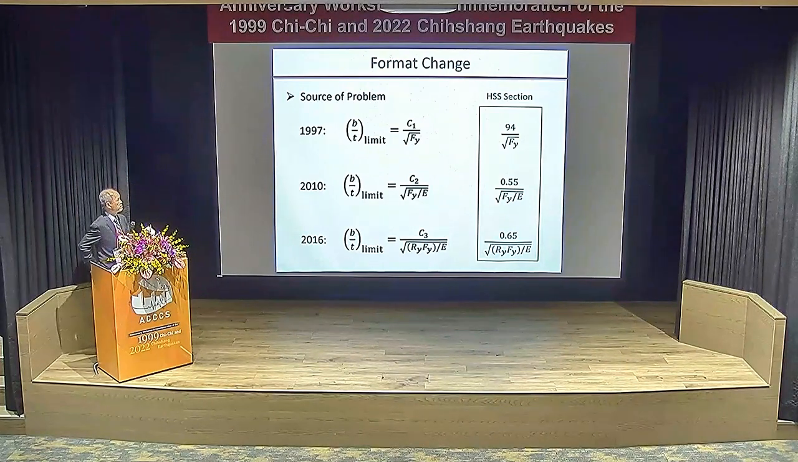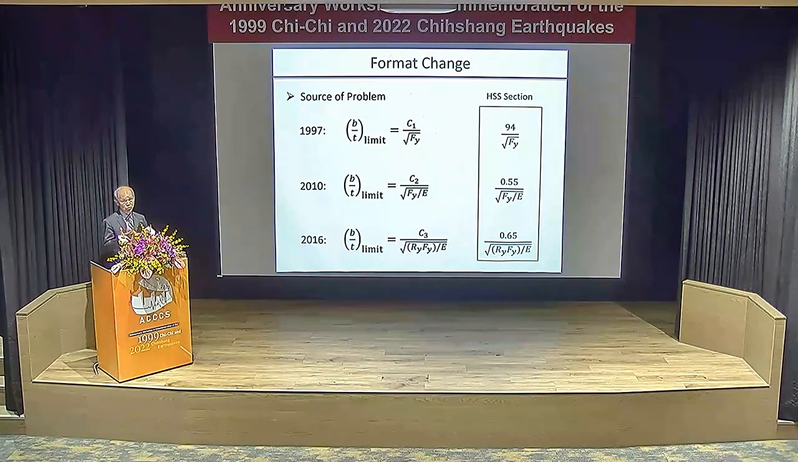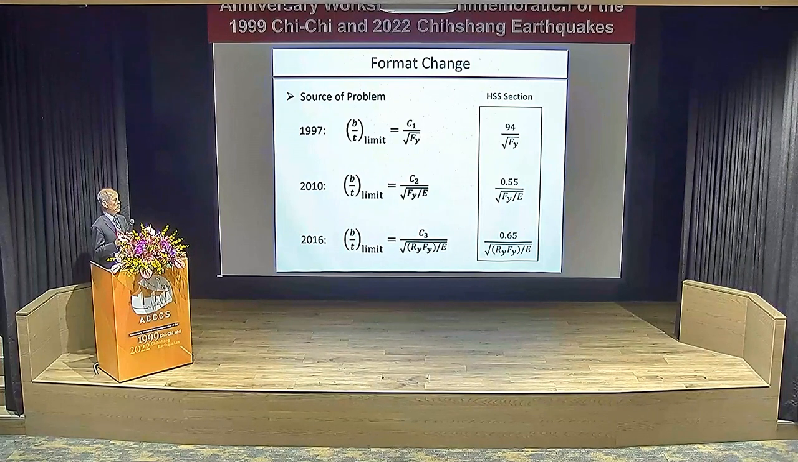Why do I say that? Take the 1997 edition, for example. We have the b over t limit, and we know b over t cannot be too large. So usually we express the limit as a function of a coefficient in the numerator, in this case C1, and the denominator is most often the square root of the yield stress, Fy. To the right, I just give you one example. You can use a W shape, or you can use the HSS, the tubular section in this case. That is the equation given in 1997.